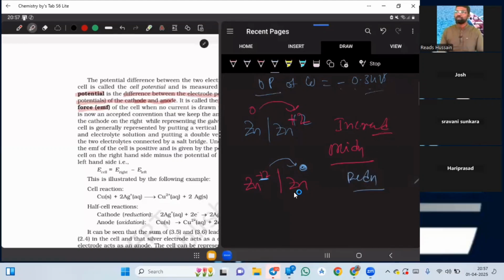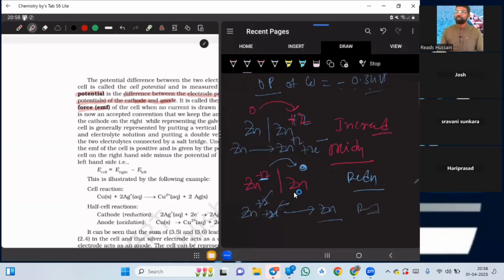If you want to write a reaction for the first one, how do you write? Zinc converted to Zn plus 2. When zinc converted to Zn plus 2? By losing 2 electrons. Now, how would you write a reaction for the second one? Zn plus 2 converted to Zn. When plus 2 becomes 0? When you add 2 electrons. When 2 electrons are added, this plus 2 and minus 2 get cancelled and it becomes neutral. So this is called reduction.